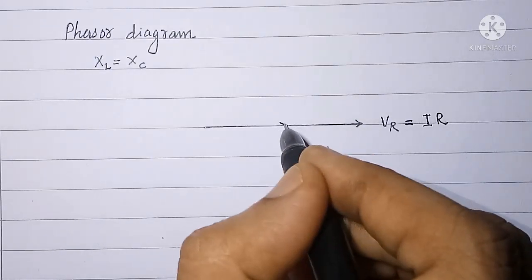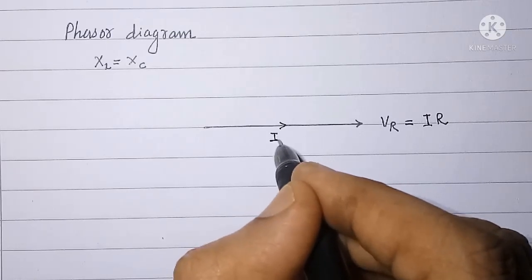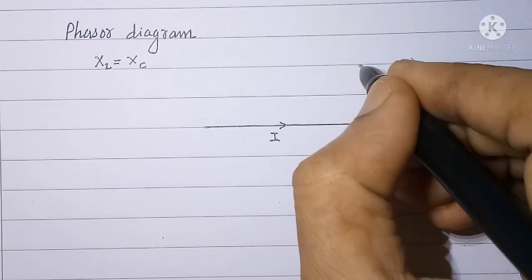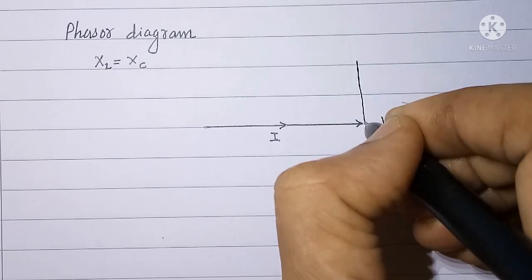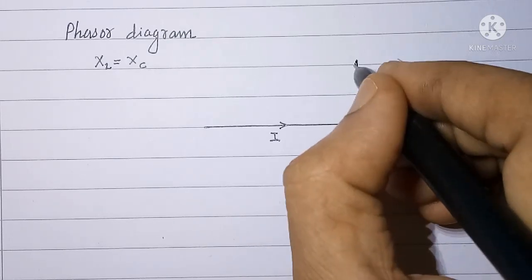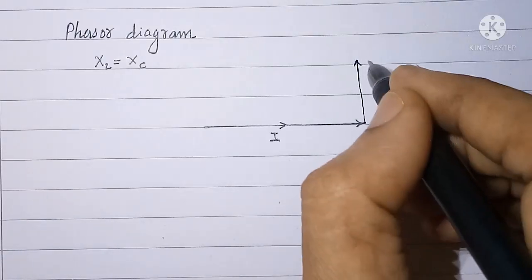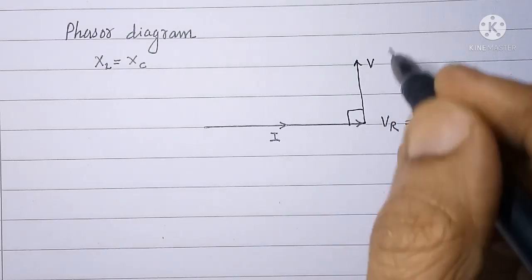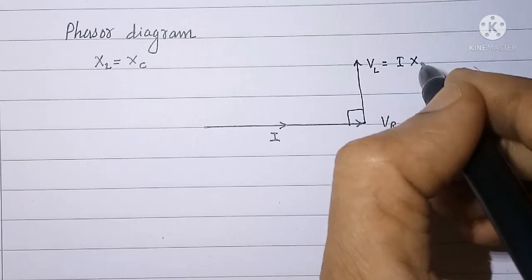Voltage across resistor and current through the resistor are in phase. That means current I will be in phase with VR. Voltage across inductor leads current through the inductor. So now we can show at 90 degree to the current phasor VL equal to I into XL.